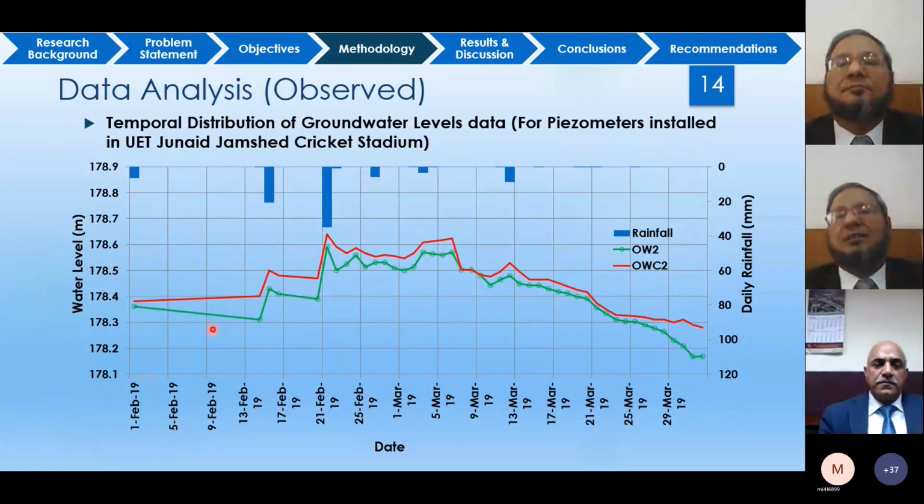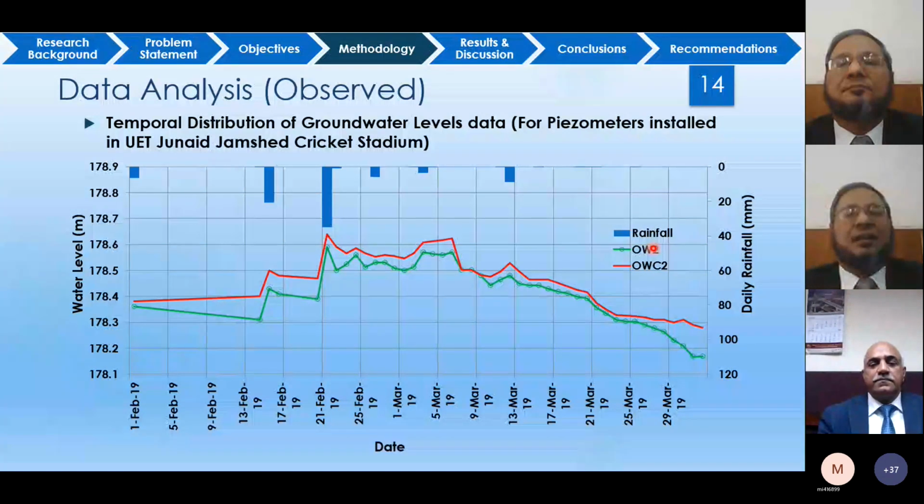This is the analysis for the piezometric levels in the observation well 2 and observation well C2. And here you can see the levels in the observation well C2 were higher. It means the groundwater flow was from observation well C2 towards observation well 2.